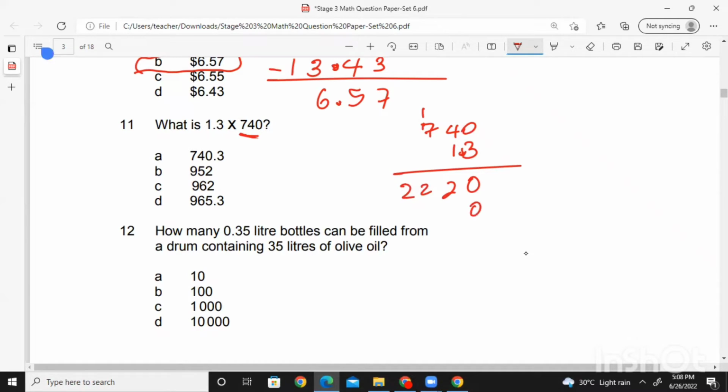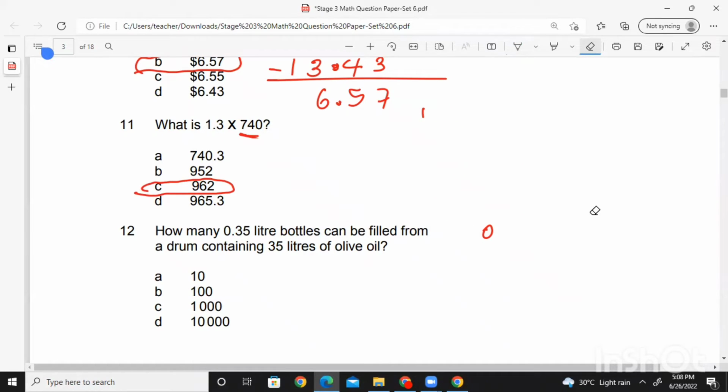Put a 0. 1 times 0 is 0. 1 times 4, 4. 1 times 7, 7. And we're adding this up. All right. So I'm getting a 0, a 2, a 6, a 9. And guess what? I have 1 digit behind the decimal point. So right there, this is 96.2 I'm looking at for my answer. All right. So 96.2. Let me take this outside of that question.